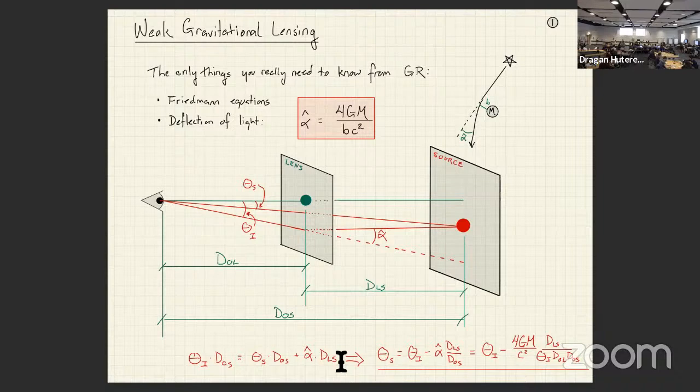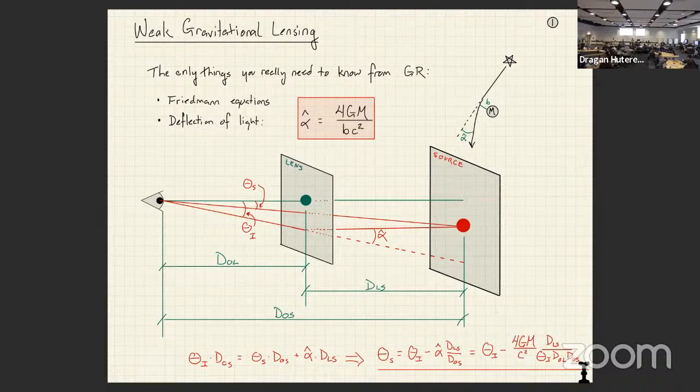Give me a nod, okay. All right, so we can solve that equation for theta S, the source, as a function of the image position, and it's just theta I minus alpha hat times DLS over DOS, right? And if this is a point source of mass and we use this equation right here, we get this for the relation between the source position and the image position. And notice that the image position appears twice here, right? It appears in determining what the bend angle was and also in its original. Okay, so this is the basic point mass gravitational lensing formula.